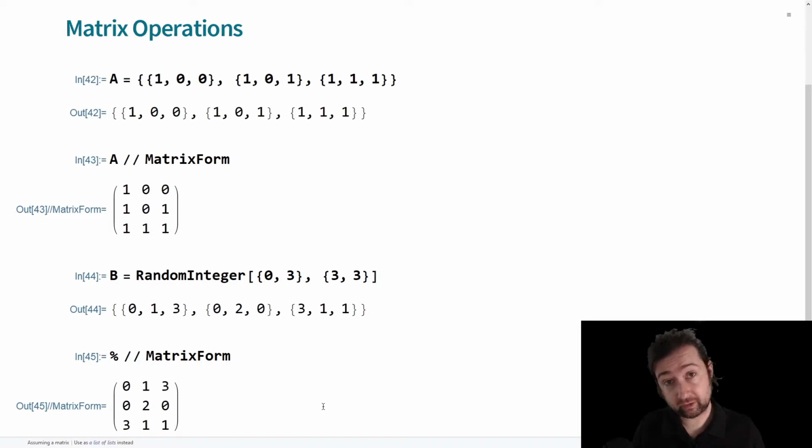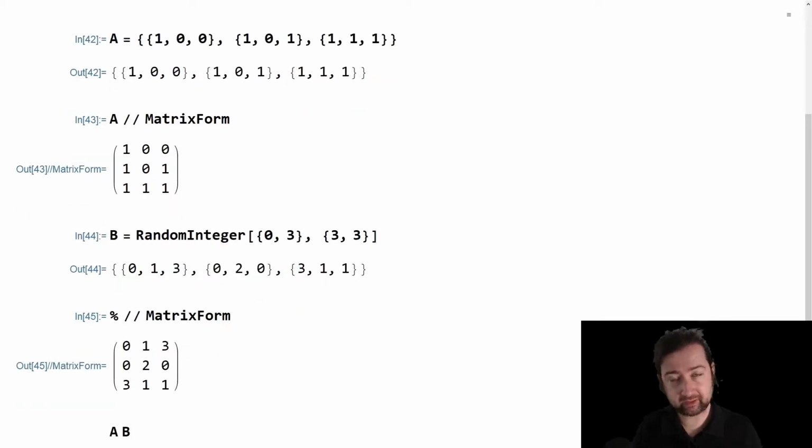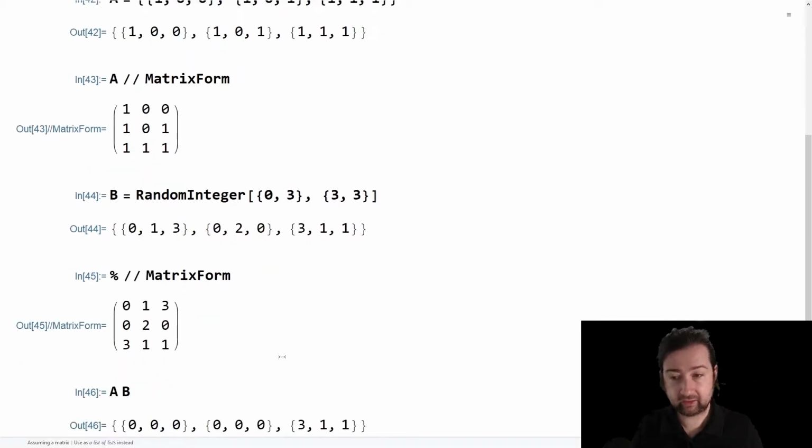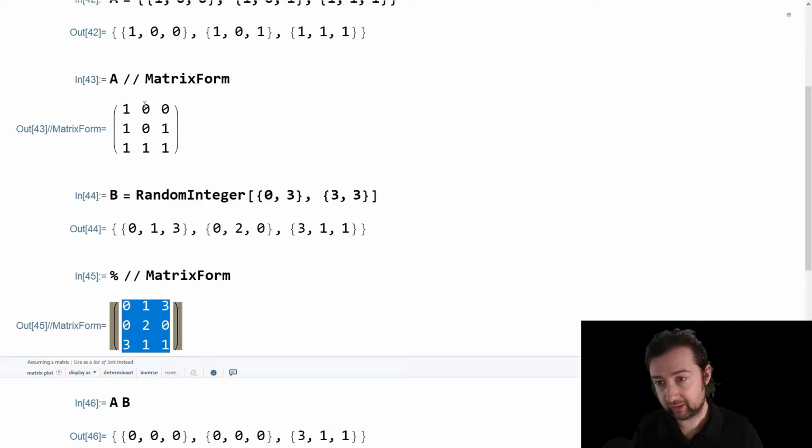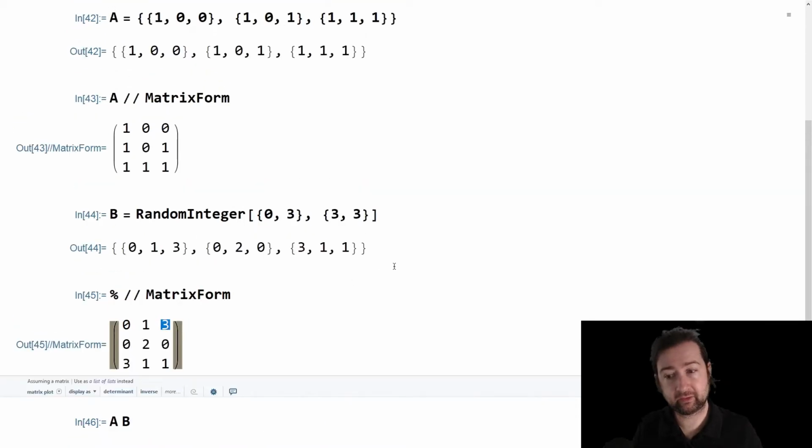If you just wrote down A times B, you're not going to get the answer that you want, because remember that what Mathematica does when it sees something like A times B is it thinks, oh, you would like me to act entry by entry. So if you do that, you're going to get a lot of zeros because what you're doing here is multiplying a 1 times a 0 and a 0 times a 1 and a 0 times a 3 and so on. Okay, so that's entry-wise multiplication. It's not matrix multiplication.